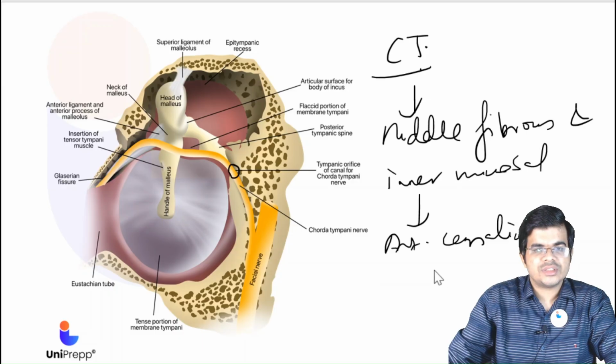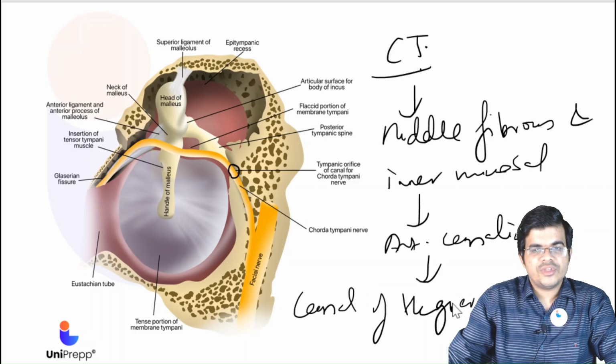This is also known as the canal of Huguier. This is in fact a part of the Glaserian fissure, or the petrotympanic fissure.